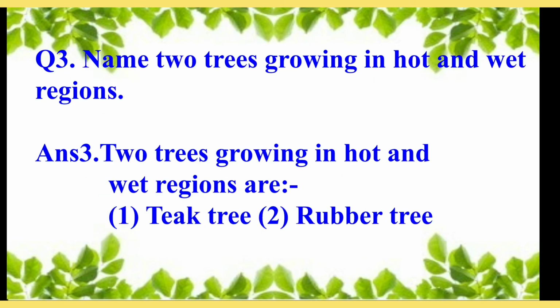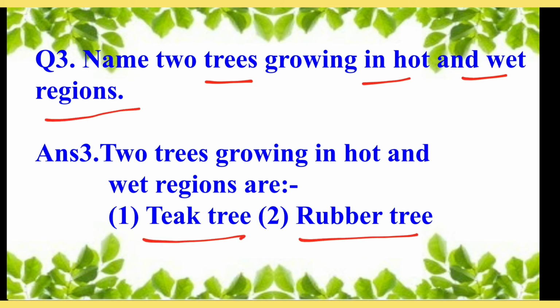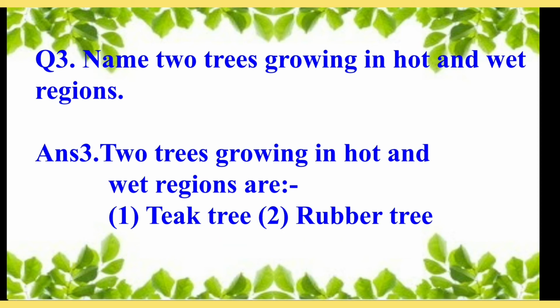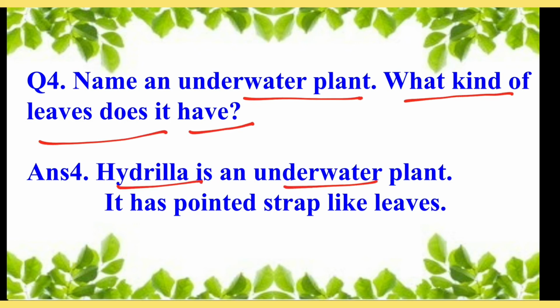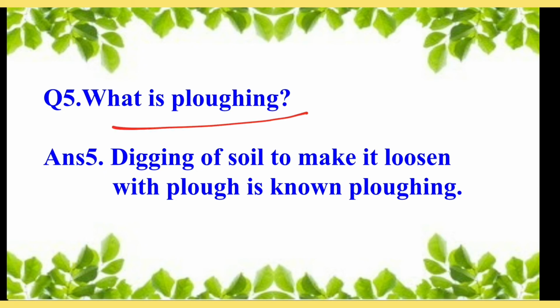After this, question number 3, name 2 trees growing on hot and wet region. So evergreen trees are teak tree and rubber tree, coconut tree also you can write. After that, number 4, name an underwater plant and what kind of leaves does it have. So hydrilla is an underwater plant. We did this in the multiple choice question also. And after that, it has pointed strap like leaves. Number 5, what is plowing? So digging of soil to make it loosen with plow is known as plowing.